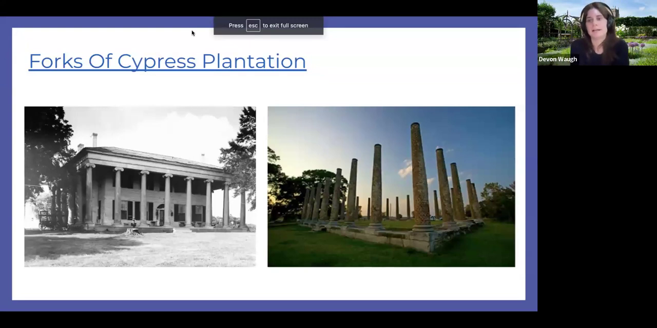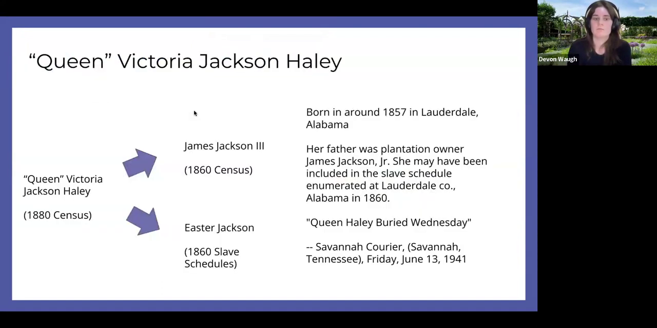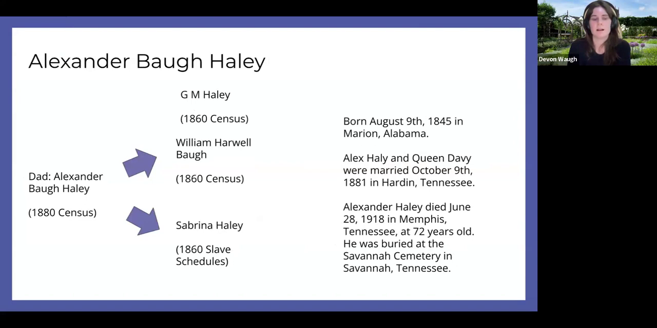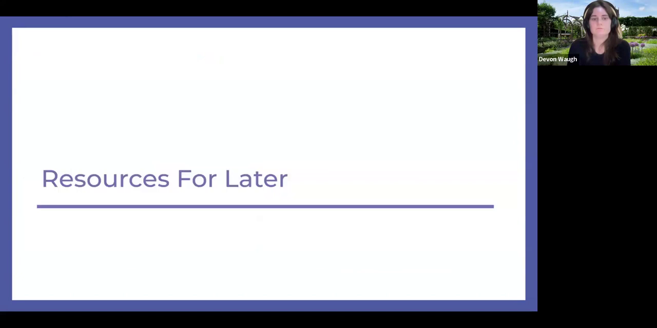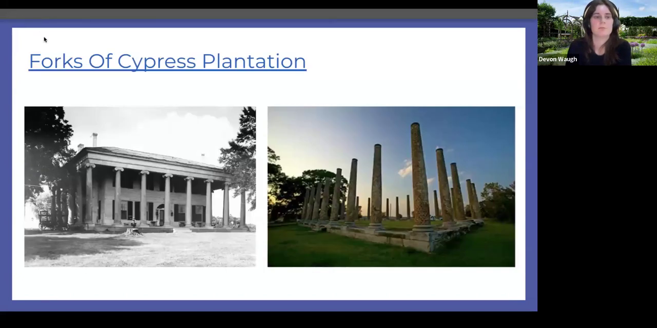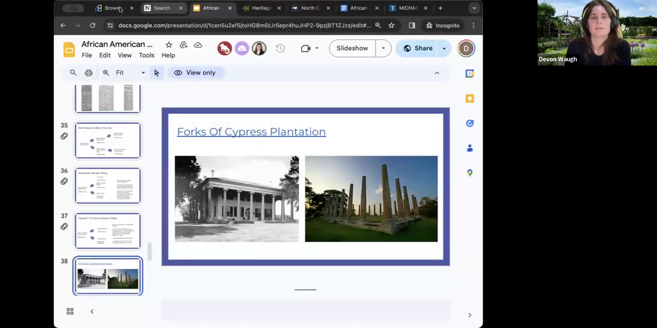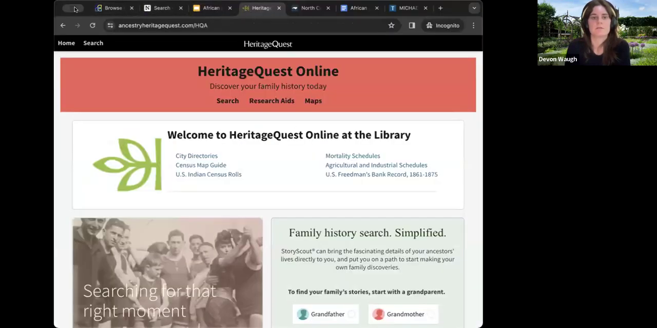So this is where I start to work back and look at information about the plantation owners. So the Forks of Cypress Plantation, where Queen Haley is born, and also the Haley Plantation, where Alexander Haley is born. So this is where I'm going to jump into the records in Heritage Quest.